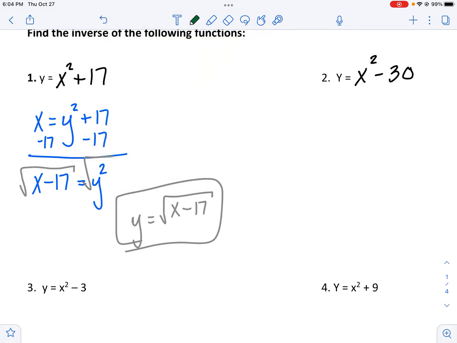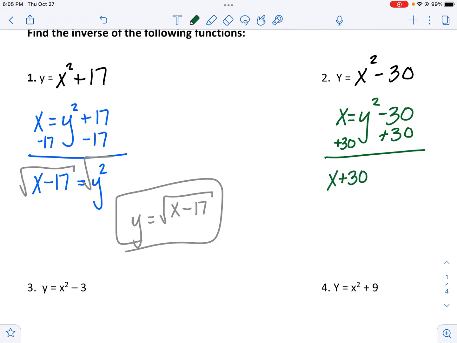Let's try one more. Do it in green. So first thing you want to do is switch your x and y. And again, notice there are no parentheses here, so this negative 30 is not really bound to the exponent. There's no exponent with the negative 30, so I can undo that by adding 30. So I can do the opposite operation of minus 30. I will add 30 to both sides. And I'm left with x plus 30 equals y squared.